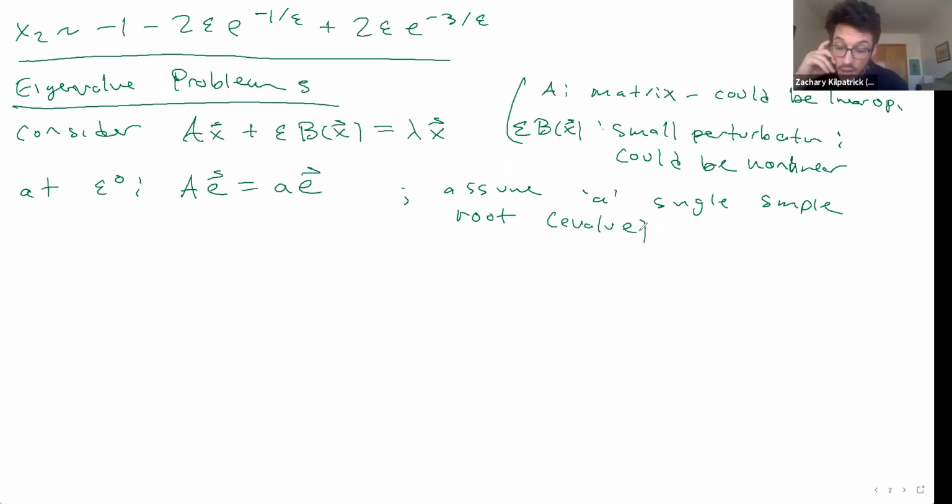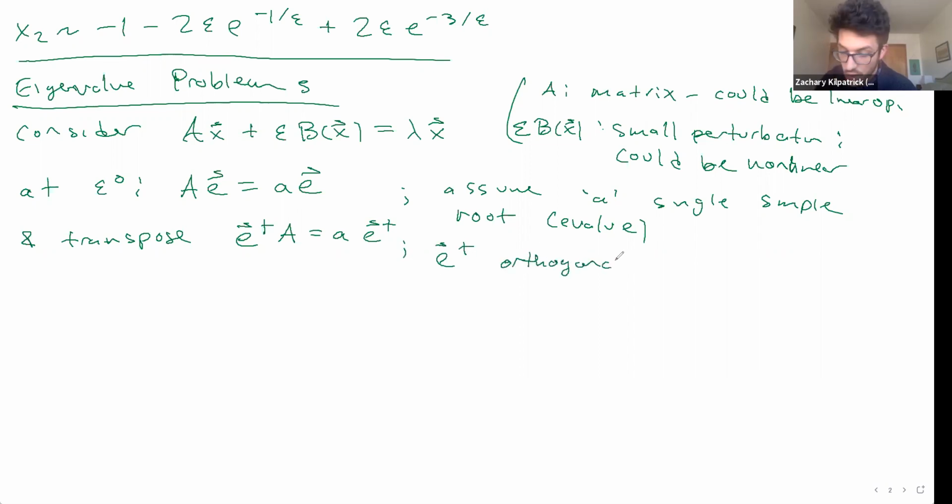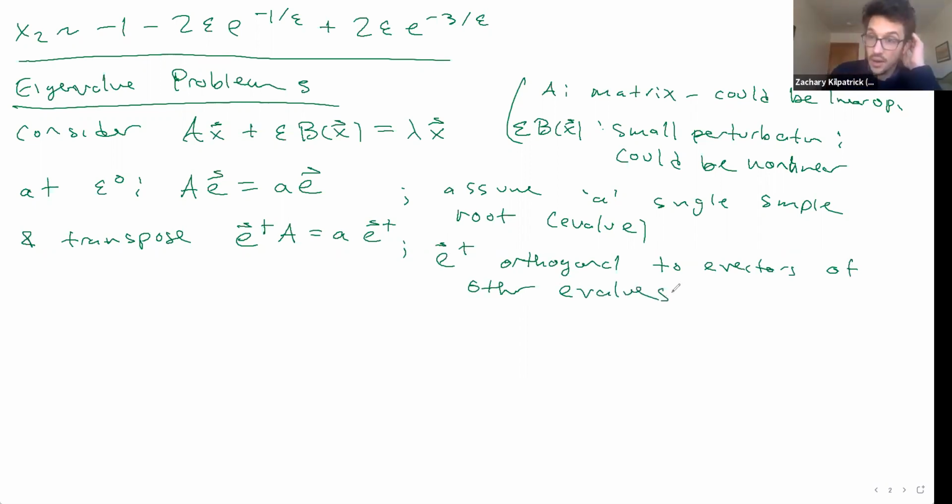This is going to be an eigenvalue of our leading order equation. And in this case, if we transpose our problem, we can write it as E dagger A, and then A E dagger. And we'll say that E dagger is going to be orthogonal to eigenvectors of other eigenvalues, okay? This is like our left eigenvector of A associated with little a, okay?